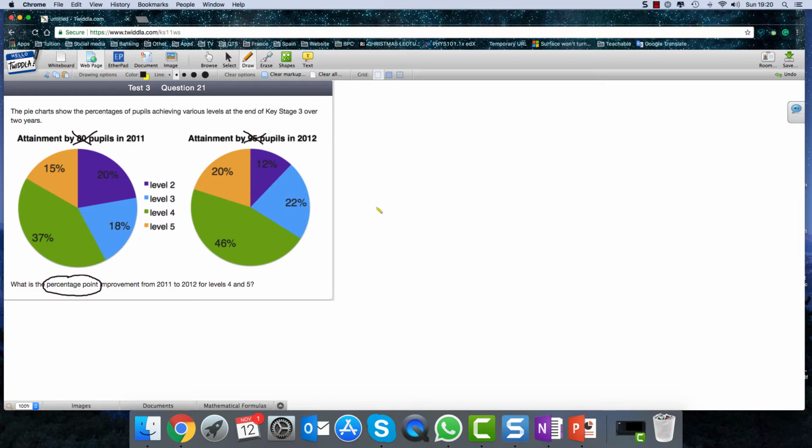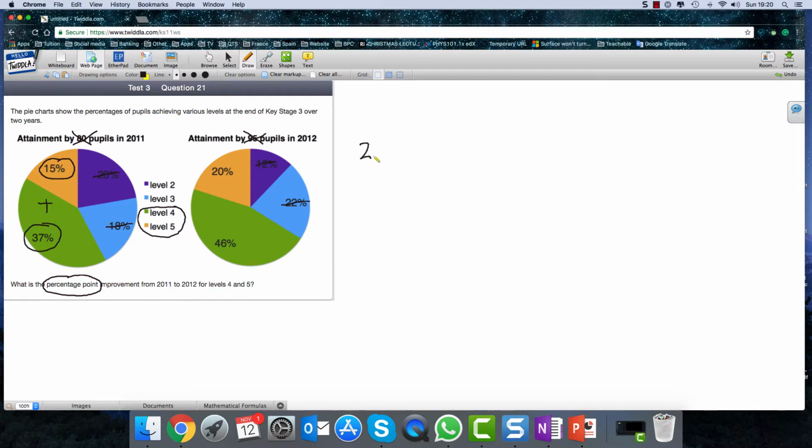Now, once you've done that, this question is super easy. Okay, let's have a look at it. We're looking for level 4 and 5, so green and orange. So I'm going to just cross out the other two colours. I know you can't do that on the screen in your test, but your eyes need to go to the correct colours. And you purely just look at 2011 and you add these two numbers up.